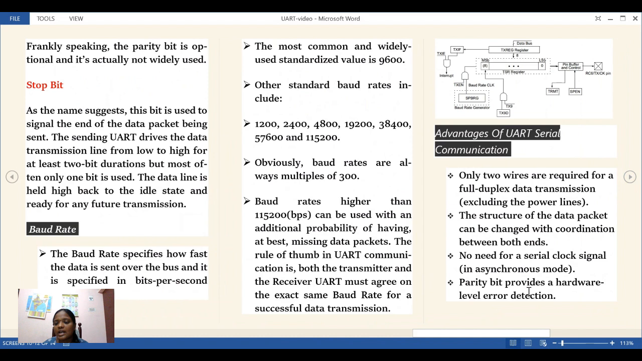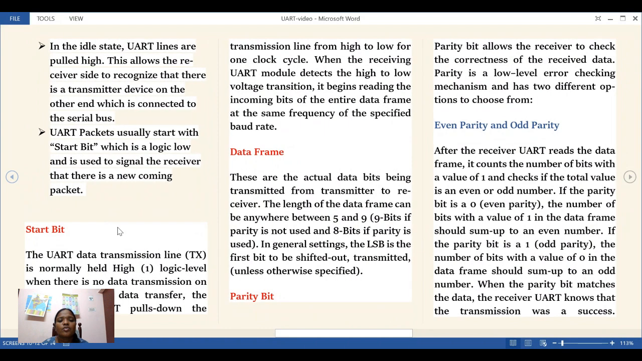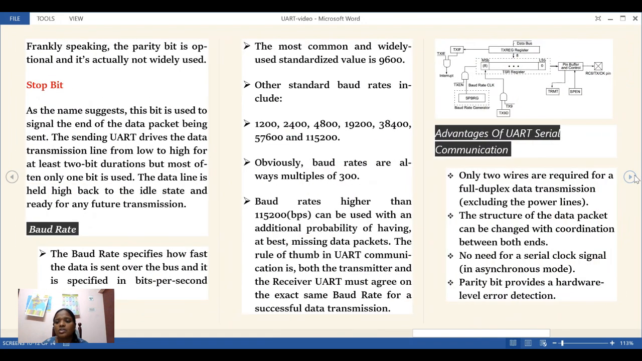And next, the parity bit provides hardware level error detection. So what are the two uses of the parity bit? It is used to check or detect errors, and it adds a bit to the binary code for storage purposes. And the next one is that it is a well documented and widely used protocol. It is relatively easy to set up and run. So from all this information we can understand the advantages, right?